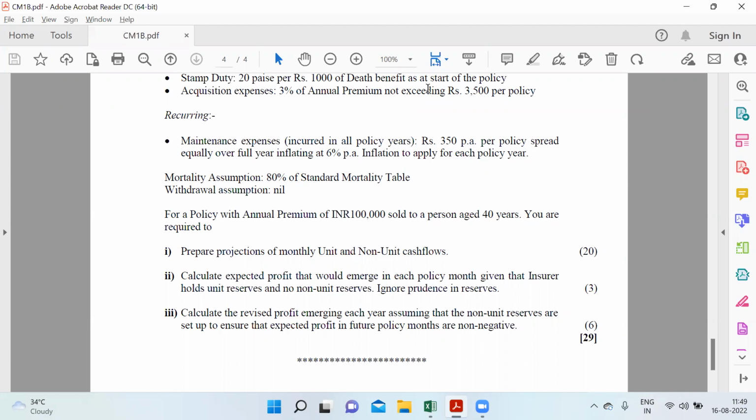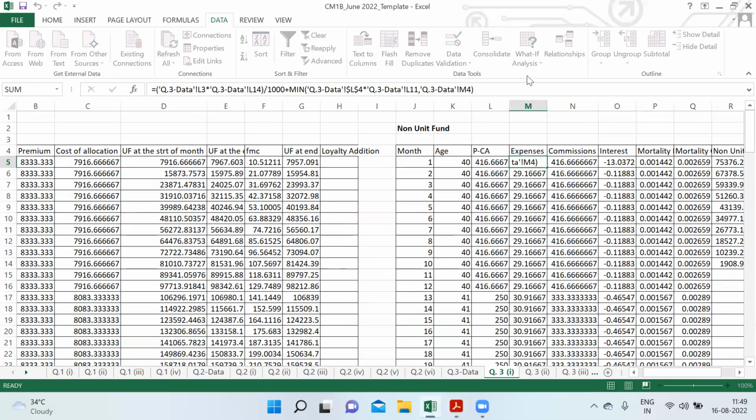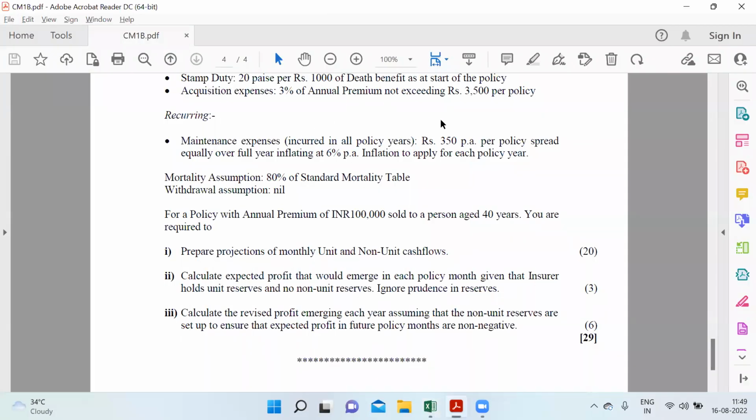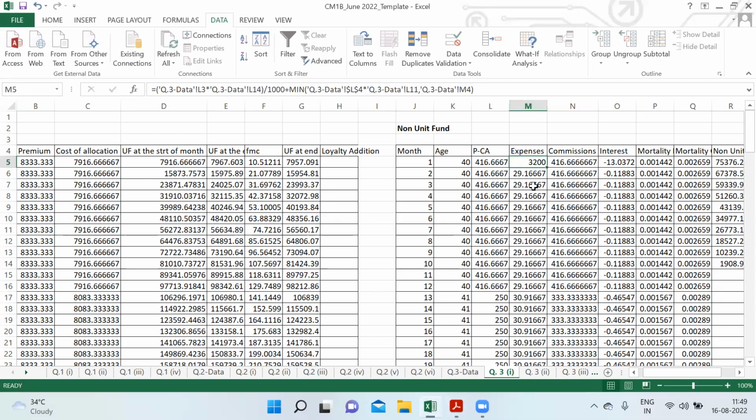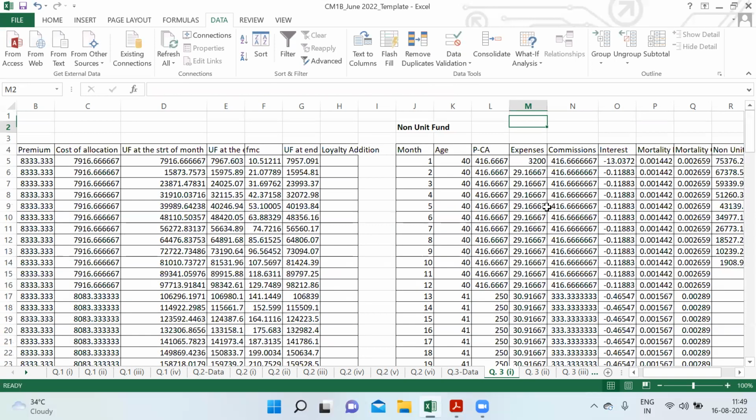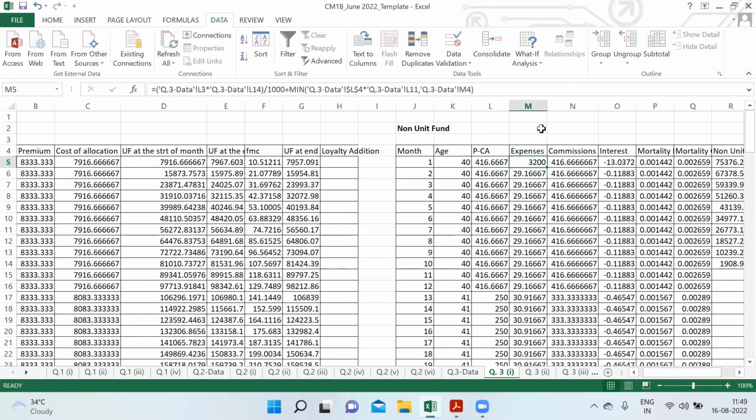So for 20 paise per 1,000 of death benefit, we have written 20 paise divided by 1,000, plus the minimum of 3% of annual premium or 3,500, whatever, not exceeding 3,500. So these are the initial ones, and the next ones are the renewal ones.